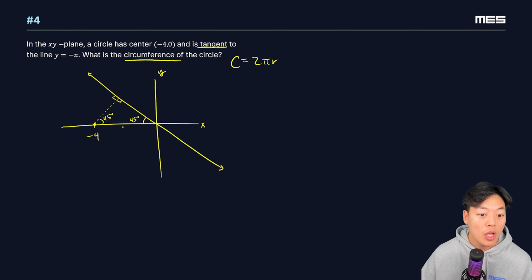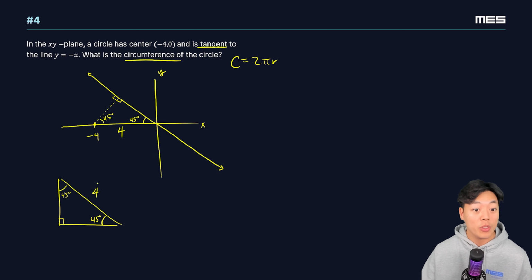Great. So we know the hypotenuse of this right triangle. I can redraw it here. This is a 45, 45, 90 right triangle, and our hypotenuse is 4. We know that the ratio is we take any of the legs of a 45, 45, 90 triangle and multiply by radical 2 to get to the hypotenuse. So in reverse, we're going to divide by radical 2.